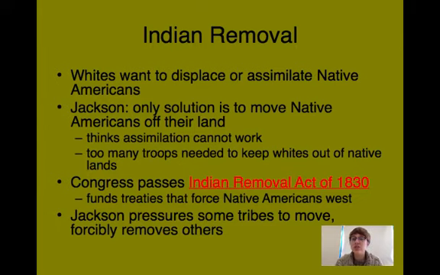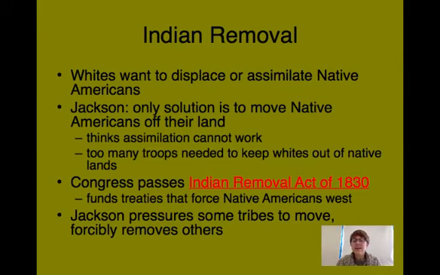Many people wanted to try and assimilate Native Americans into white culture. This did and didn't work. They said that about 5 tribes started to adapt Western ways, but generally they still sort of kept a lot of their own culture. Jackson, who is the president at this time, he decides that the only way to deal with Native Americans is to kick Native Americans off their land. He believes that assimilation will not work. He also believes that it's going to take too many government resources to allow natives to stay in their land.